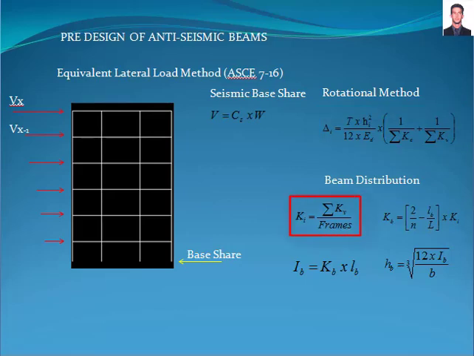Ki is the distribution of the beam stiffness between frames of the analyzed level. Kb is the beam stiffness of each beam from the determined frame. Ib is the inertia of the beam, and Hb is the height of the beam.